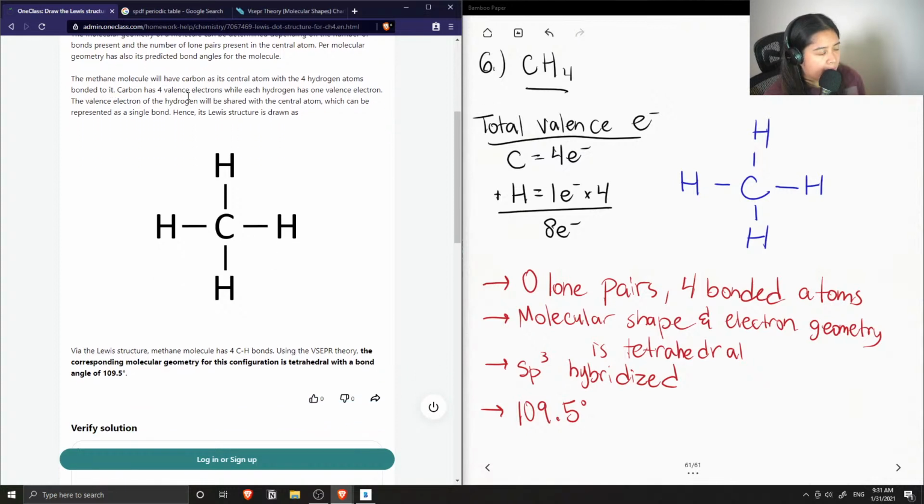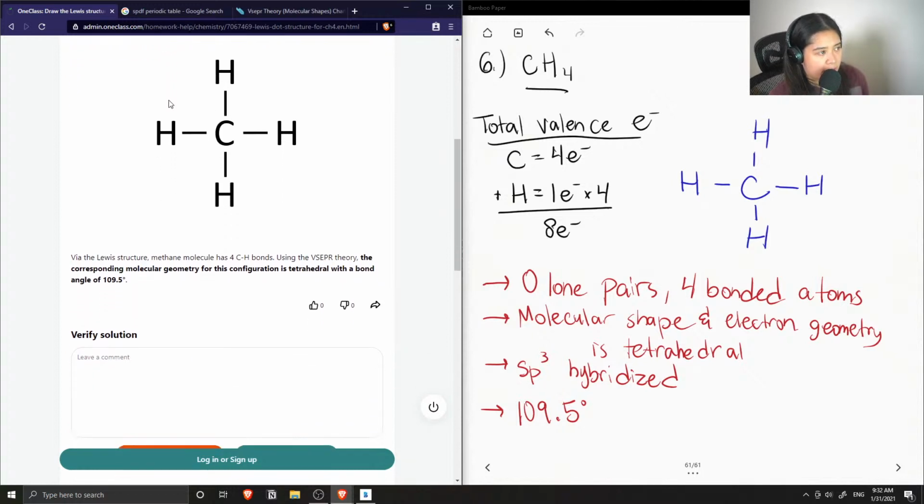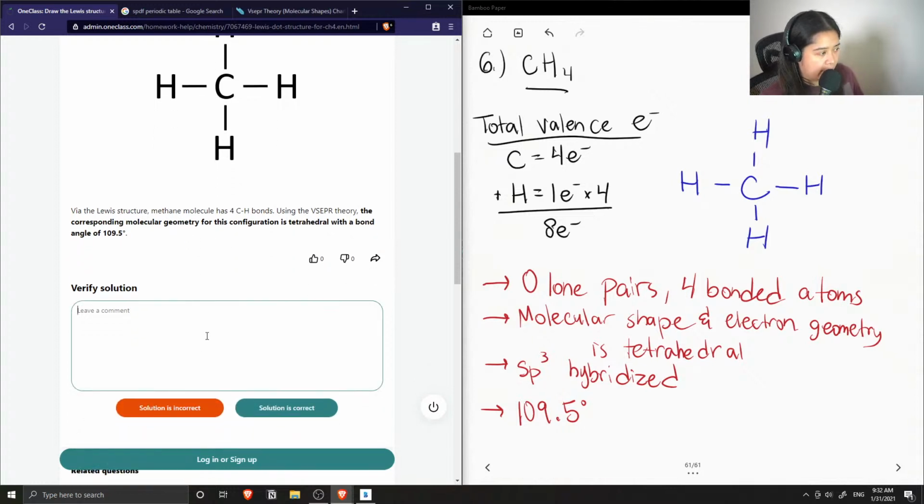The methane molecule will have carbon as its central atom with the 4 hydrogens bonded to it. Carbon has 4 valence electrons, while each hydrogen has 1, and the valence electron of the hydrogen will be shared with the central atom, which can be represented as a single bond, hence its Lewis structure is the following. So using VSEPR, it has tetrahedral molecular geometry with bond angles of 109.5 degrees. Okay, so this solution is correct.